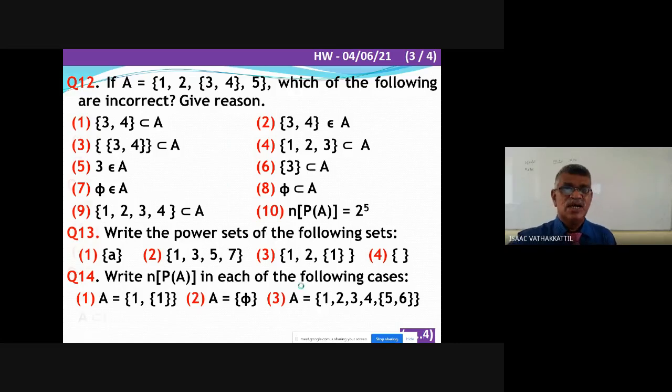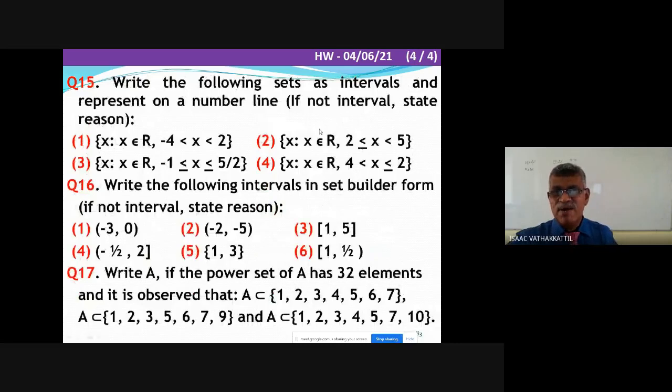A few more questions. Write the following sets as intervals on a number line. And if not an interval, state why it is not an interval. Are you getting that? For example, the fourth one in question number 15, the set of all x such that x belongs to R, 4 < x ≤ 2. There is no such interval, because when I take interval (a, b), a must be smaller, not even equal. Anyway, write the following intervals in set builder form. If not an interval, state reason.